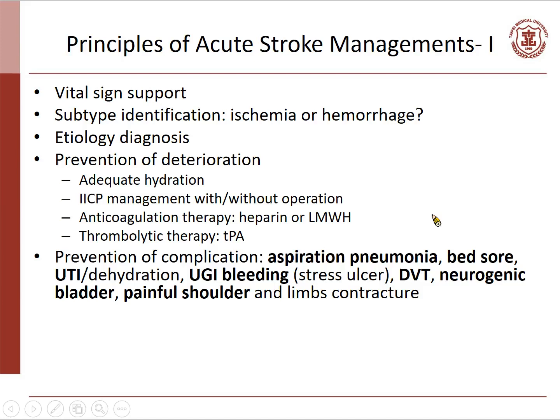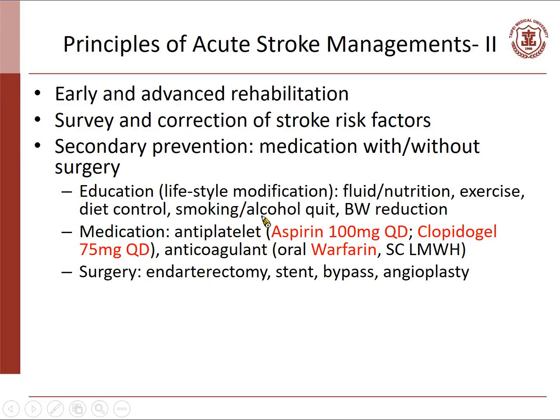So what is the acute stroke management? A summary here: at first, the importance of the vital signs, and then the etiology and the prevention of deterioration, and you also need to prevent some complications like aspiration pneumonia, pressure sore, urinary tract infection, dehydration, stress ulcer causing upper GI bleeding, deep vein thrombosis, or painful shoulder or contracture. So early and advanced rehabilitation is important in the acute care.